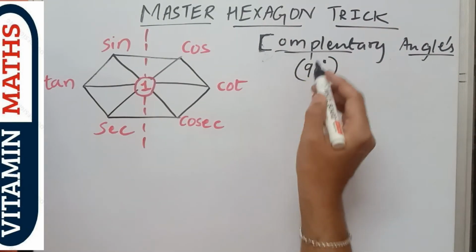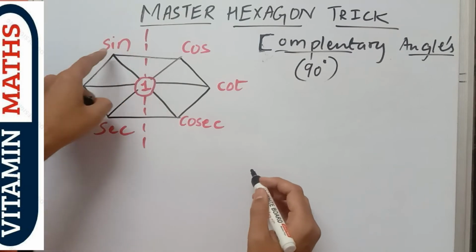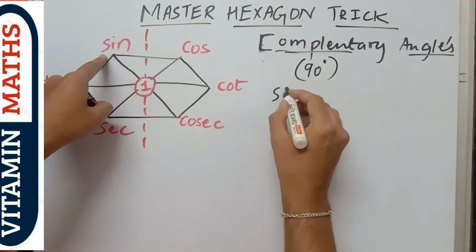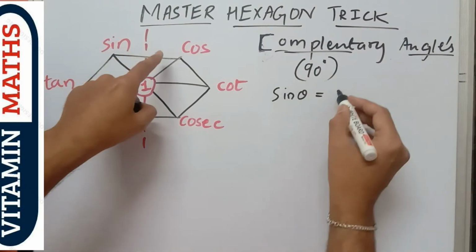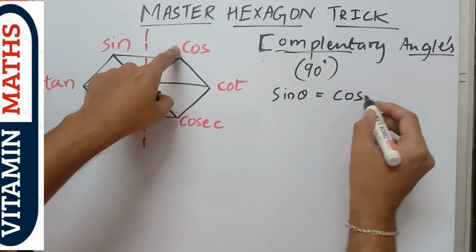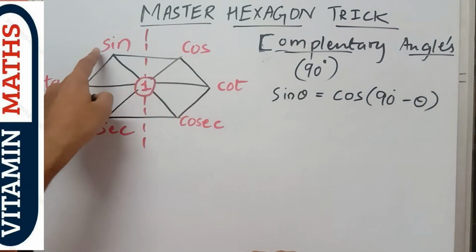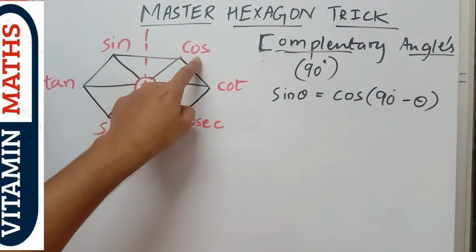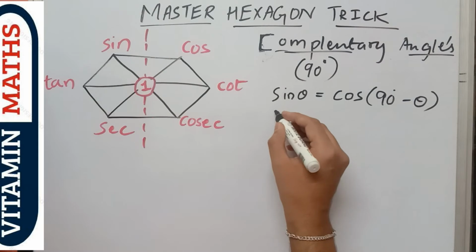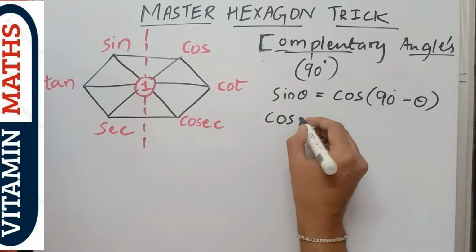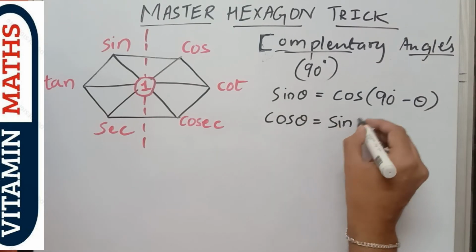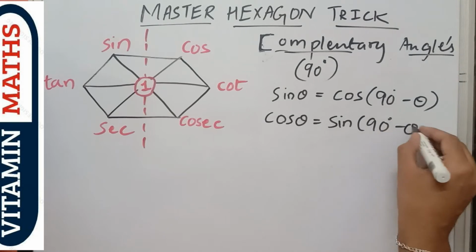For this, just see here: sin theta is equal to cos of 90 degrees minus theta. Similarly, cos theta is nothing but sin of 90 degrees minus theta.